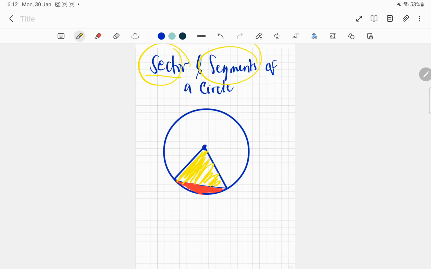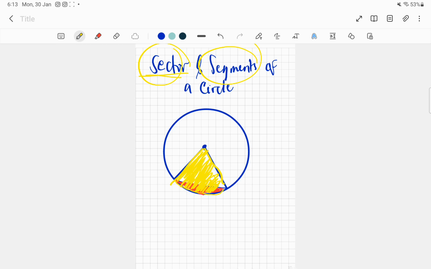Kapag sinabi nating sector, it is a region bounded by two radii and their intercepted arc. Okay? So, ibig sabihin, dito, kung nakikita natin sa picture natin sa circle natin na to, itong yellow na to, yung buong dinidilawan, nilalagyan ko ng shaded region, iyan yung sector ng inyong circle. Meron kayong dalawang radii, meron din kayong intercepted arc. Kaya kung ikukumpara natin sa pizza, yung slice ng pizza, yun yung sector.